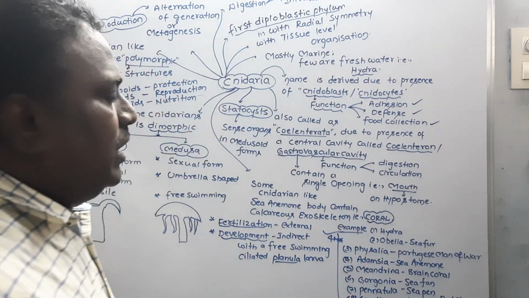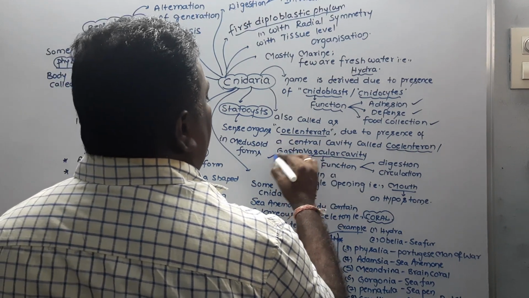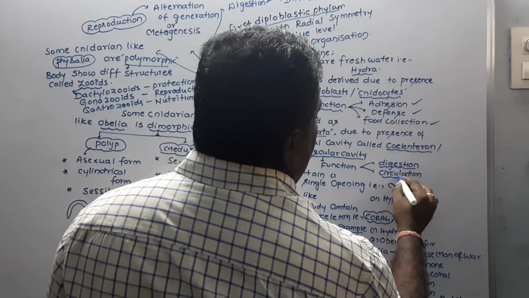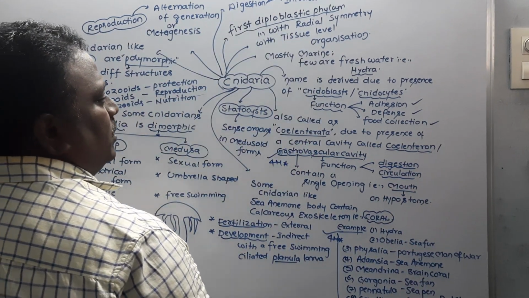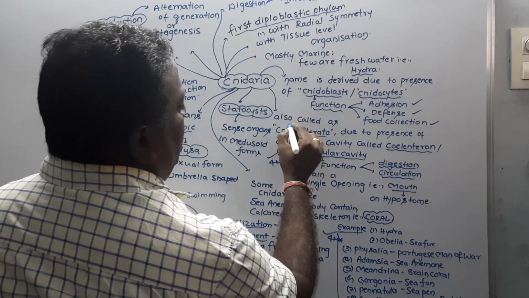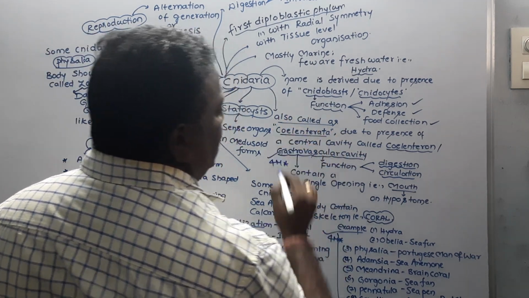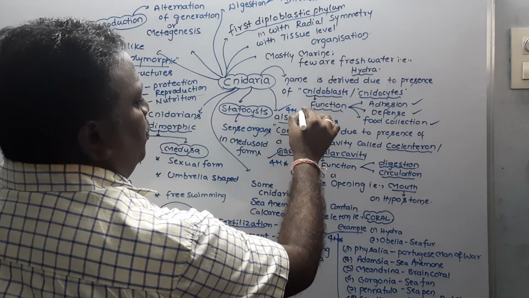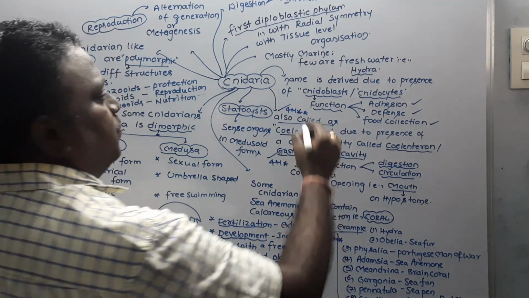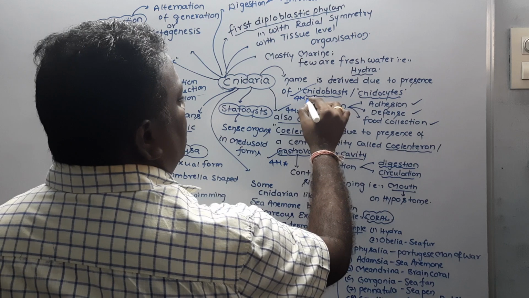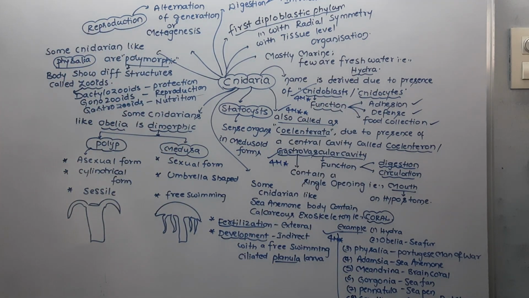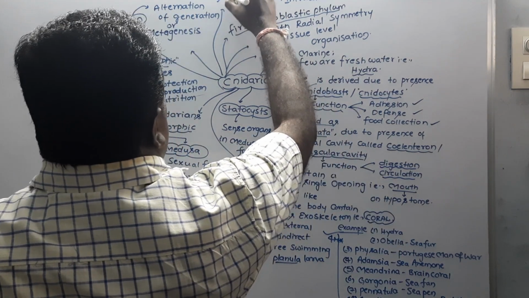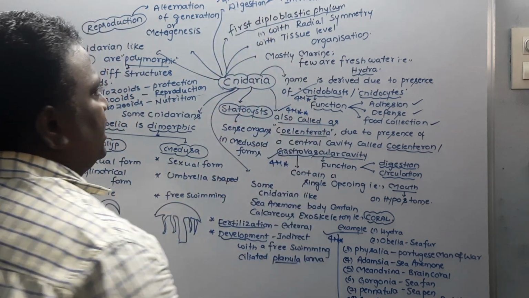Regarding the gastrovascular cavity, which is one of the most important, its functions are digestion and circulation. Cnidaria is also called Coelenterata due to the presence of a central cavity called the coelenteron. This is important from the NEET point of view. What are the functions of cnidoblast cells? Adhesion, attachment to the substratum, defense, protection, and food collection. The type of digestion seen in the Cnidarians is both extracellular and intracellular digestion.